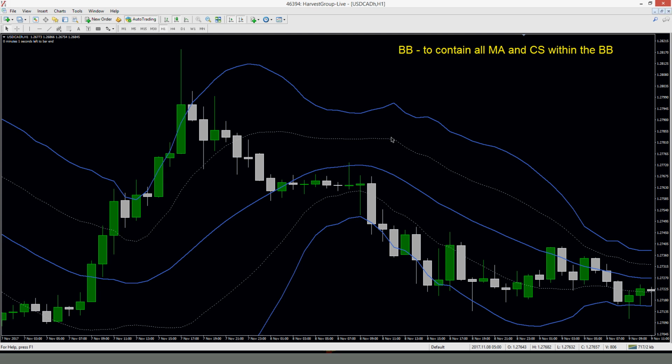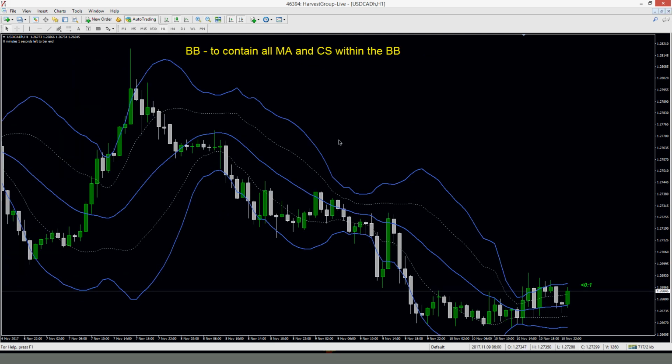Alright, so what you need to understand is that between middle BB and top BB, this is the buy zone, and between middle BB and low BB, this is the sell zone. So I already explained the top, middle, and low, and then you have the division ones in between.